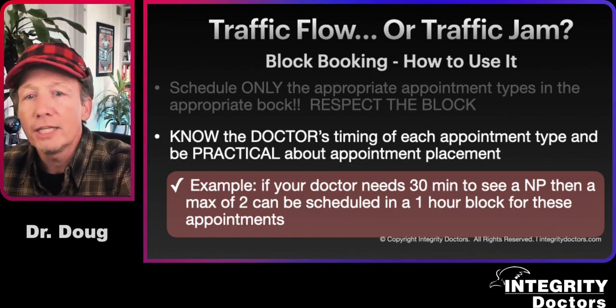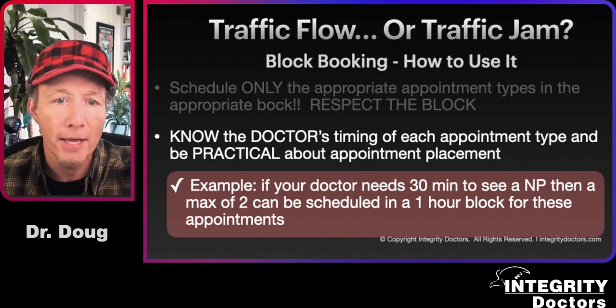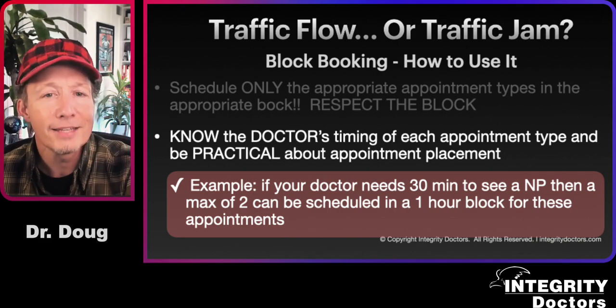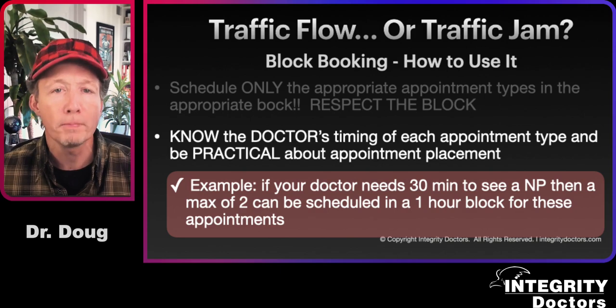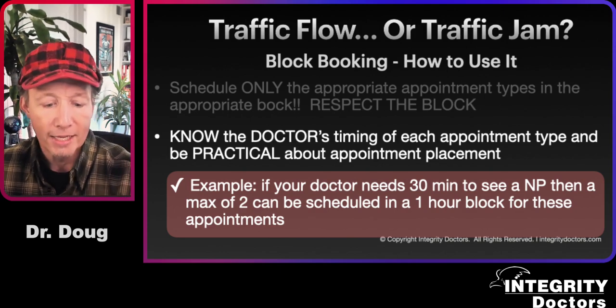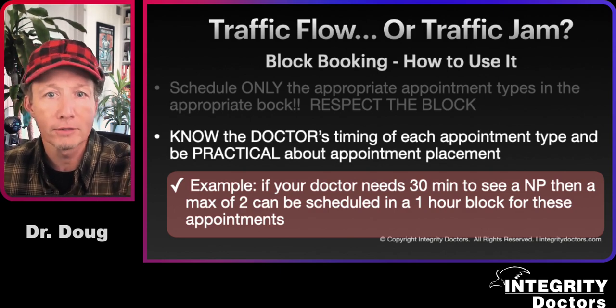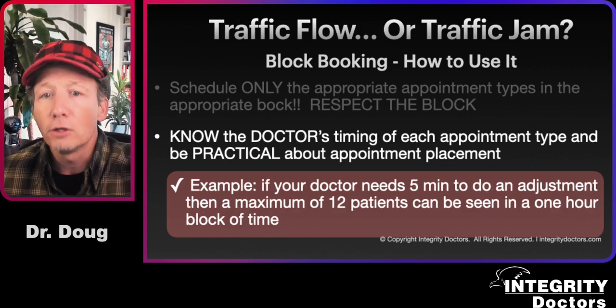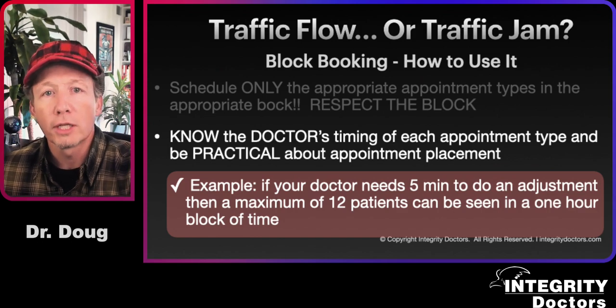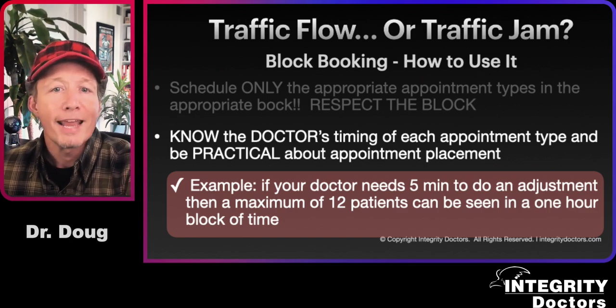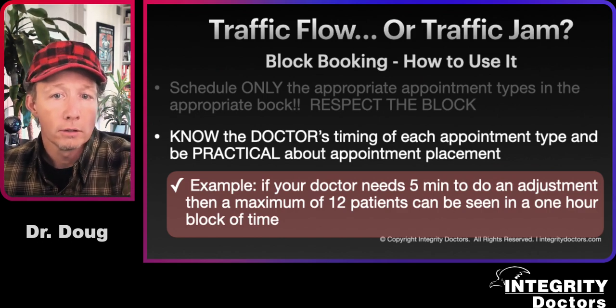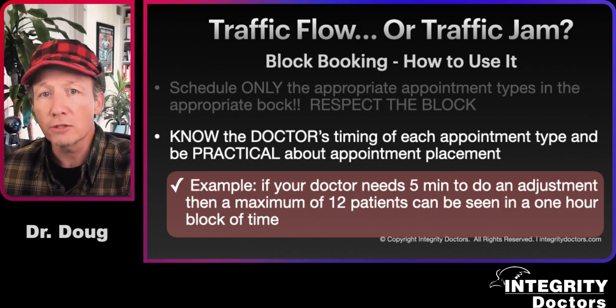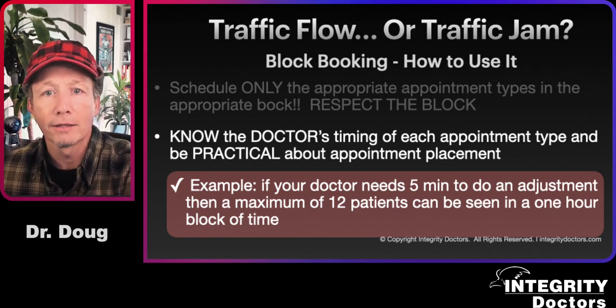If your doctor needs 30 minutes to see a new patient, then there is a maximum of 2 new patients that can be scheduled in a 1-hour block, right? 30 minutes and 30 minutes is 60 minutes. That's 1 hour. If your doctor needs 5 minutes to do an adjustment, then a maximum of 12 patients can be seen for adjustments in a 1-hour block of time.